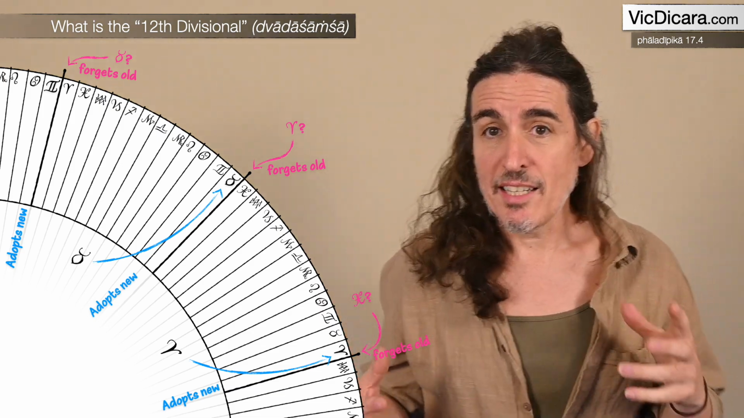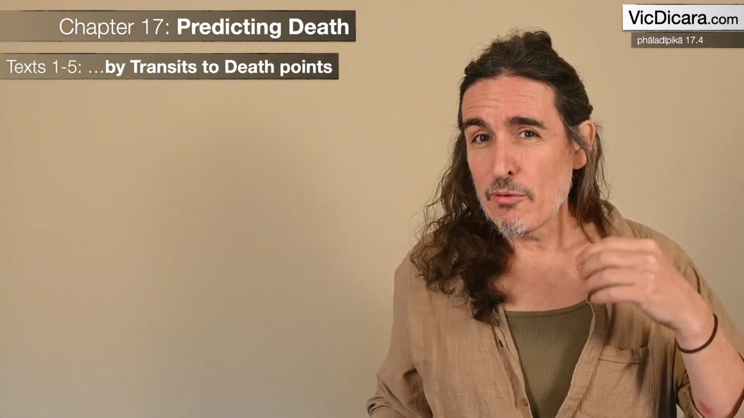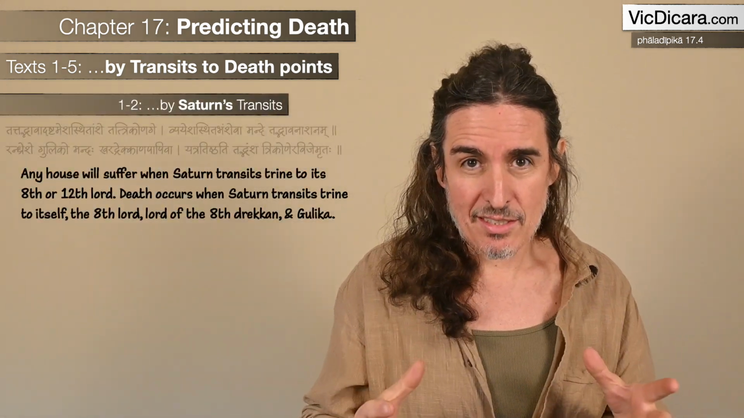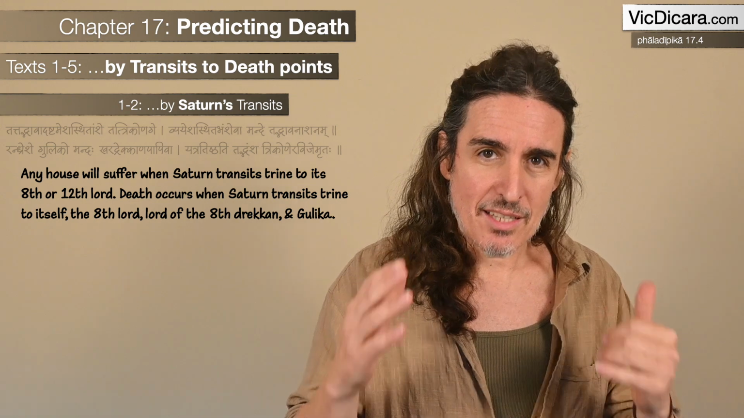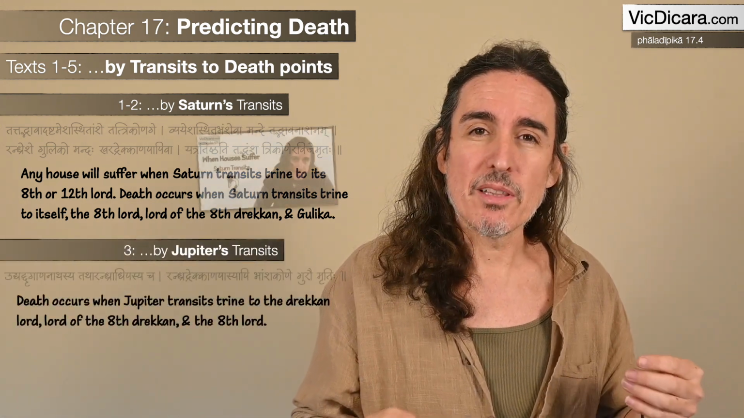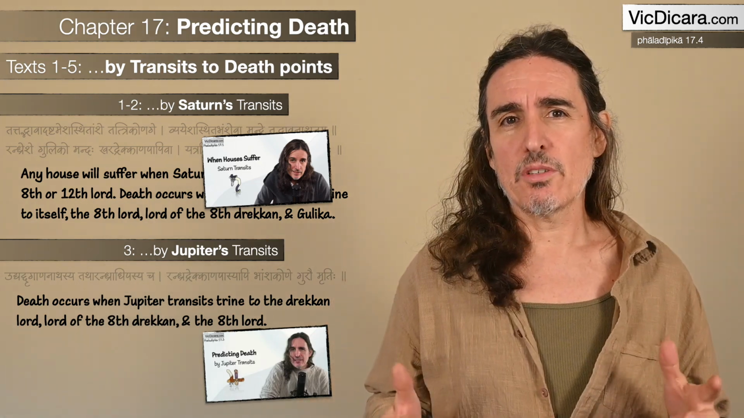Now let's look at the technique itself. This is coming in chapter 17 of Phaladeepika, and that whole chapter is all about predicting death. So this whole series of videos we'll do on this subject. In the first two texts, we learned about using Saturn's transits to predict death. In the third text, in the video on that one, we learned about how to use Jupiter's transits to predict death. And in this video, we'll learn about how to use the solar transits to predict death.